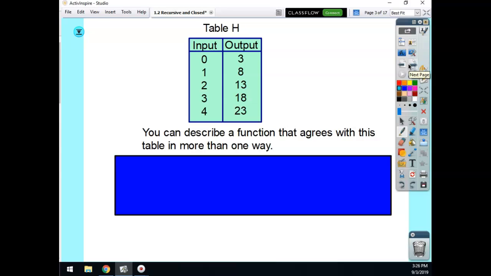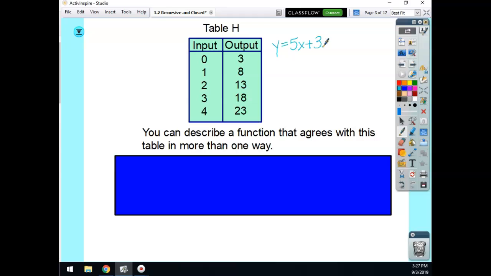One way is to focus on what we do to the input to get the output. And so if we focus on the input, we can kind of see that if I multiply each one of these inputs by 5 and then add a 3, that will give me my output. So one way of writing our equation would be 5x plus 3.